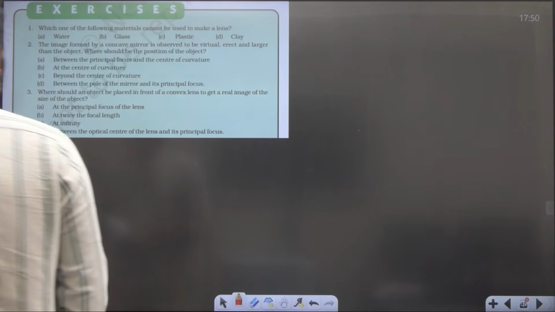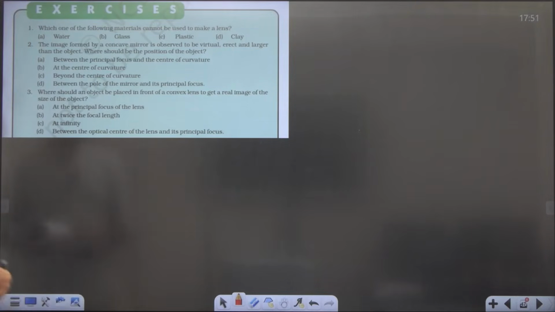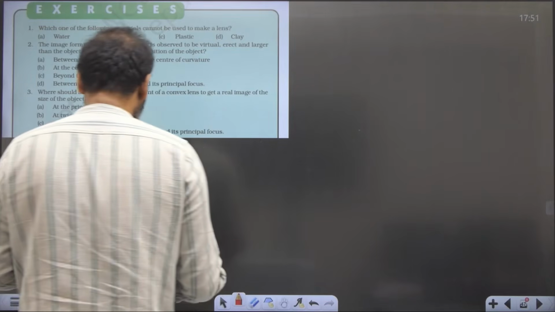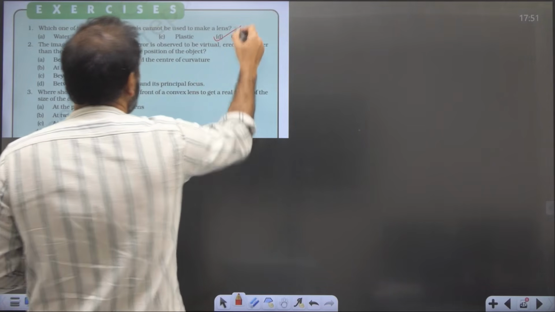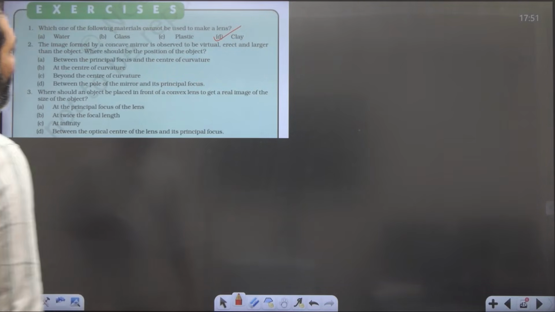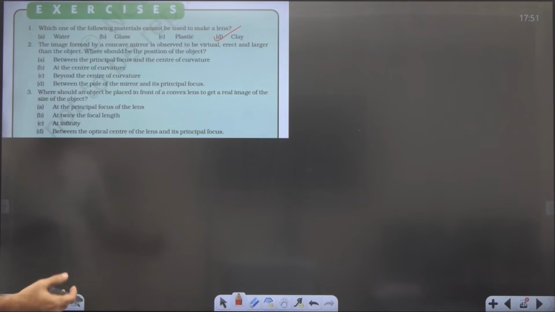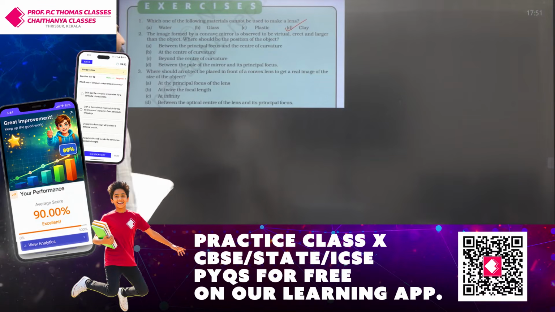Exercise. Which one of the following materials cannot be used to make a lens? Water, glass, plastic, clay. So which one should we use? Remember, clay can never be transparent. Transparent plastics are there, so plastic can be used, but we cannot use clay. Why? Because clay is not transparent.